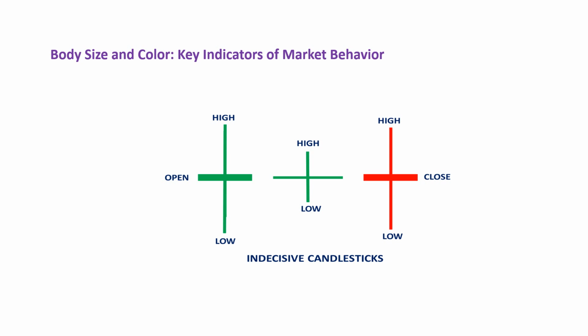The doji candlestick pattern is often represented as a neutral or indecisive pattern, indicating that the market is uncertain about the asset's direction. However, it can also be viewed as a potential reversal signal, depending on the previous trend and other technical analysis indicators.